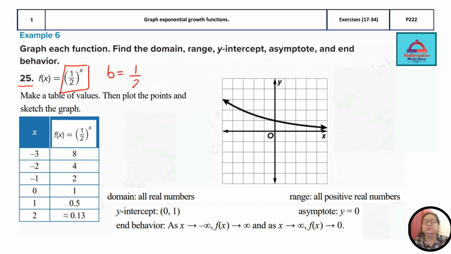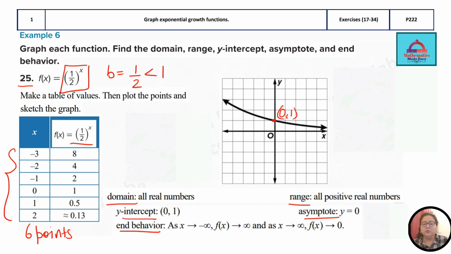Again, it is less than 1. So even before I draw the graph, I know this is an exponential decay question, so the graph is going to be decreasing. Follow the same steps, make the 6 points, use your calculator to get these values, plot these points, get your graph, and then let's do the domain, range, y-intercept, asymptote, and end behavior. Now, I'm sure by now you've got good practice and you know that the domain, the range, the y-intercept and the asymptote will be the same as the previous question, because the last two questions that we did, question 23 and 24, were also exponential decay questions. They were decreasing, so these things are not going to change.